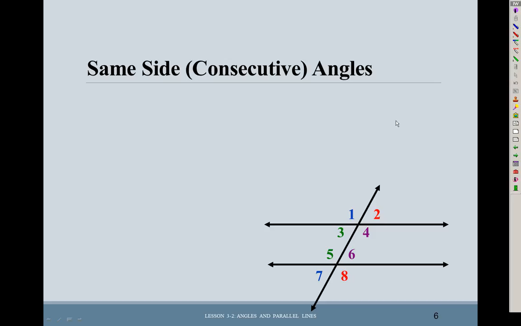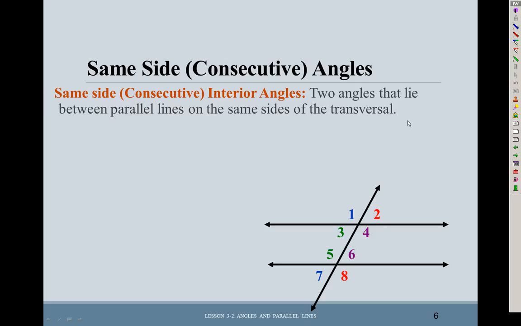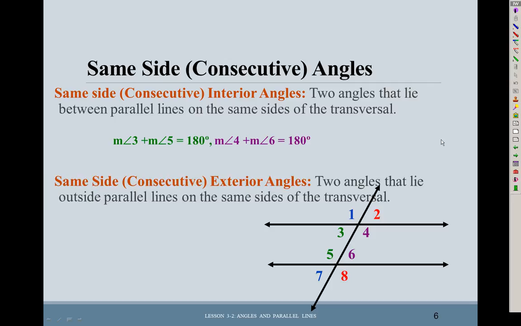The consecutive angles, if you have consecutive interior angles, 3 and 5, and 4 and 6. And remember, those are supplementary, so those measures add up to equal 180. You also have the consecutive exterior angles, like 1 and 7, and 2 and 8. Those are also supplementary, so they add up to 180. And notice in each pair, you have one acute, one obtuse, one acute, one obtuse. When parallel lines are cut by a transversal, an acute plus an obtuse equals 180.